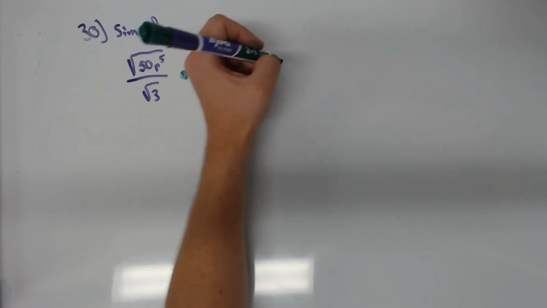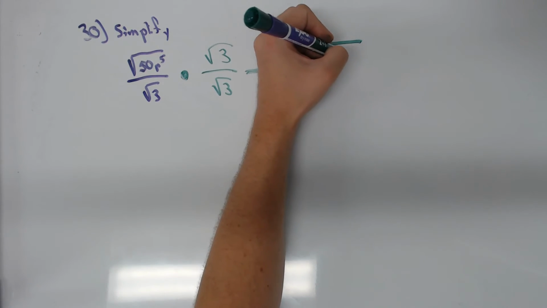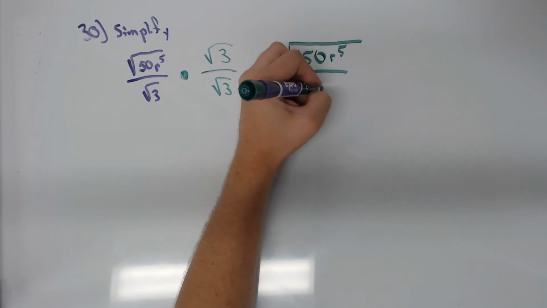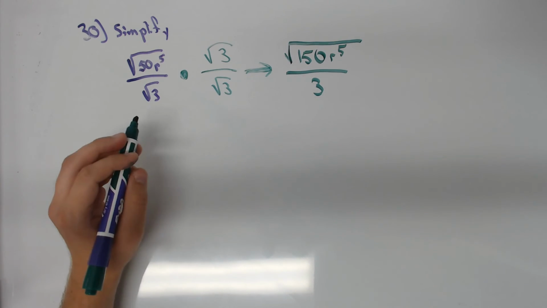So the top becomes square root of 150 r to the 5th. The bottom just becomes 3. It's the first step in our process. Now I want to simplify the top.